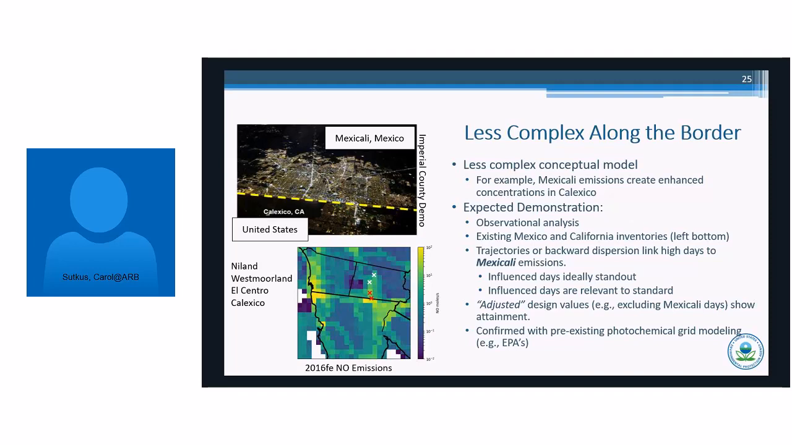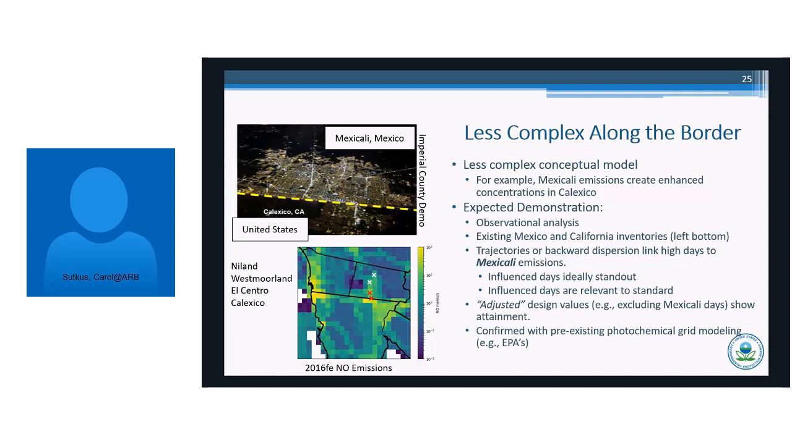One might expect a demonstration to include the observational analyses that we've discussed so far. In this case, you might have existing Mexico and California inventories. I'm showing an example of that on the bottom left figure. And one could use trajectory or backward dispersion modeling to link high days to Mexicali emissions. And I want to highlight, in this case, we're not looking at emissions from everywhere, but we're looking at the emissions that are international near the border. And in that case, we're hoping that the internationally influenced days are going to stand out and that they are clearly relevant to the standard.